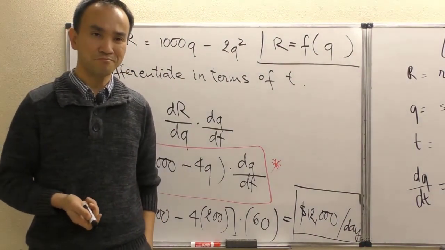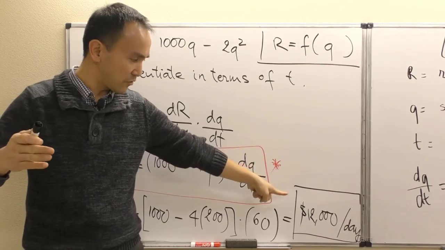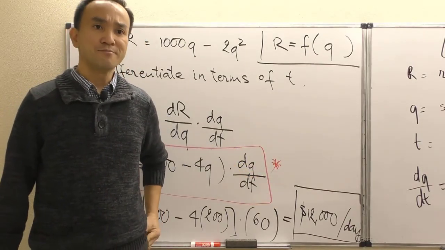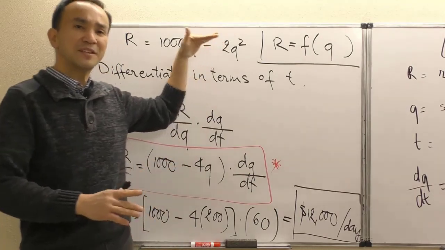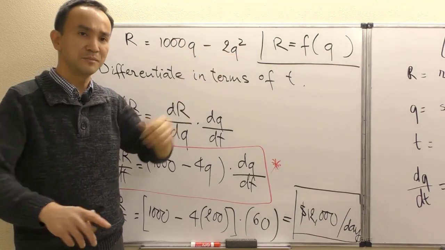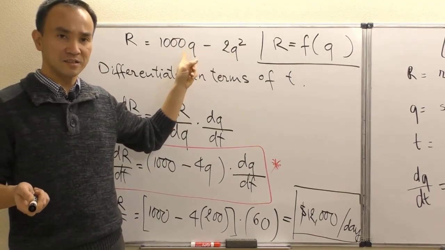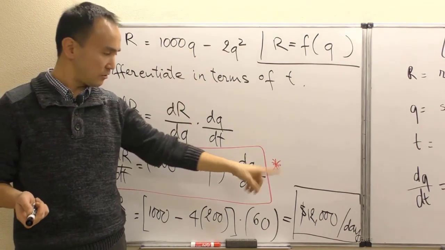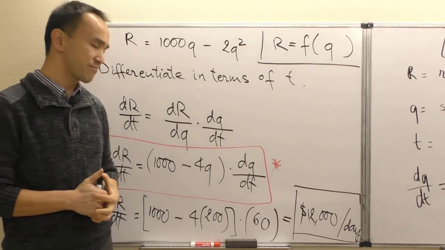We keep getting larger, we keep increasing our revenue at that rate of $12,000 per day. In the way, if the analyst, whoever gave us this equation, has a true equation, if that equation truly is correct, then our revenue would be increasing at $12,000 per day. All right.